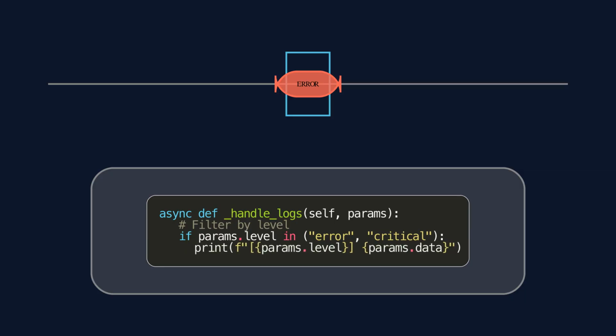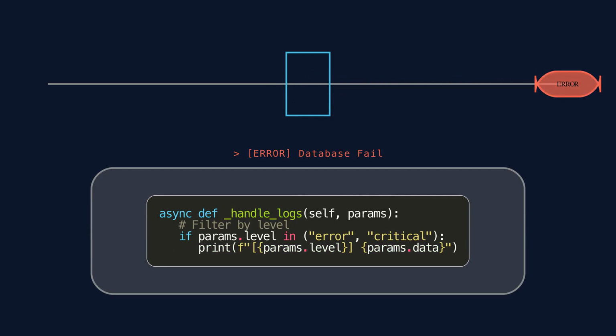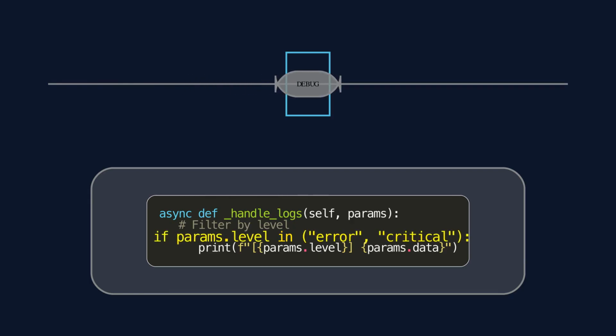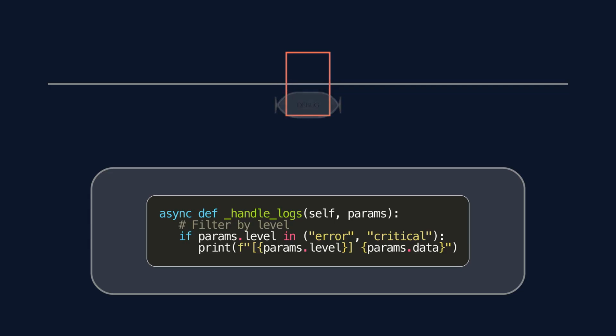By using set_logging_level, you create a filter. You might tell the server, only send me critical errors. In the Python SDK, this is asynchronous. You implement a logging_callback function. While your main agent loop is busy solving problems, this callback sits in the background, listening to the stream, filtering the noise, and capturing exactly what you need to debug your system.